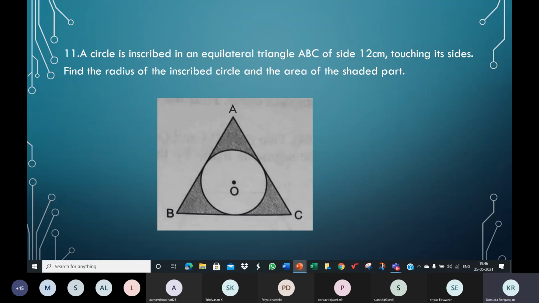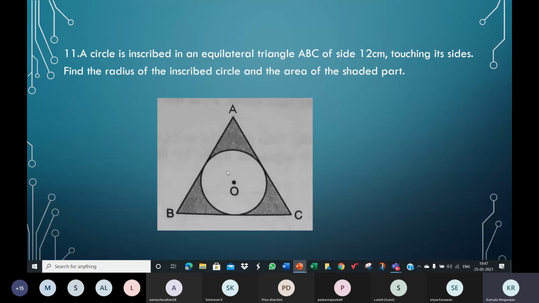You can use a different method also. This is just one of the ways of getting it. You can use a different method in case you want to. I can just suggest, if you want to know what that other method is, you can even consider the median. You can consider the median, and O is the centroid. It divides it in the ratio 2:1. So you can use that idea also and proceed.